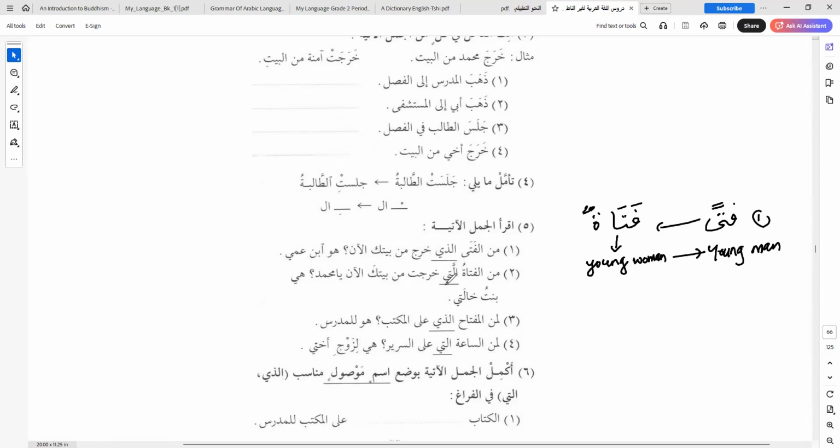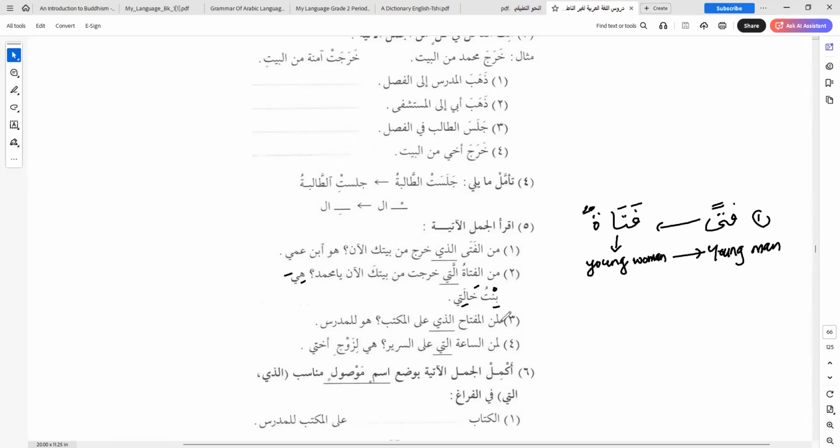Man al-fatatu allati. So you can see that the اسم الموصول has changed. من الفتاة التي خرجت من بيتك الآن يا محمد. Who is that young woman who came out of your house now, oh Muhammad? And then Muhammad said, here bintu khalati. She is the daughter of my aunt.